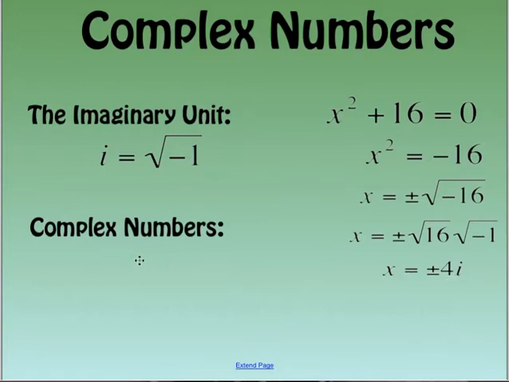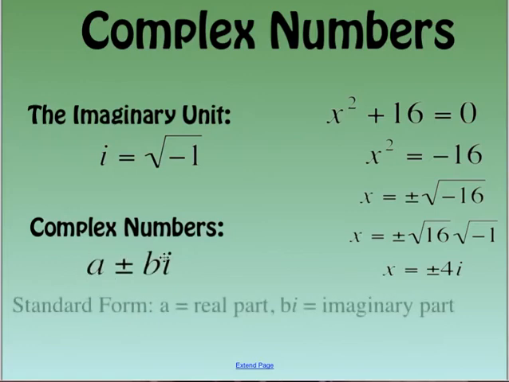The imaginary unit is used for complex numbers. So a complex number is of the form a plus or minus bi. This is what we call standard form, and the a is represented by the real part, and the bi is the imaginary part. So now every number that you know can be written in complex number format.